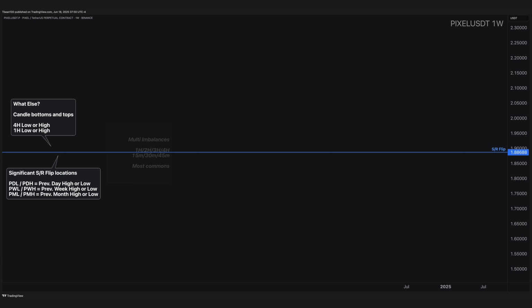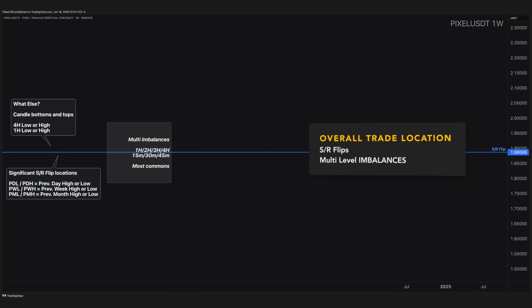Then, what we look for is the multi-level imbalances, generally colliding with SR flip lines. I commonly look for 1, 2, 3, 4 hour multi-level imbalances. But I also try to check 15, 30, and 45 minutes altogether for sometimes micro scalping. As you notice, I keep adding more confluences to my setups for better trade locations. This is how I find overall trade locations.